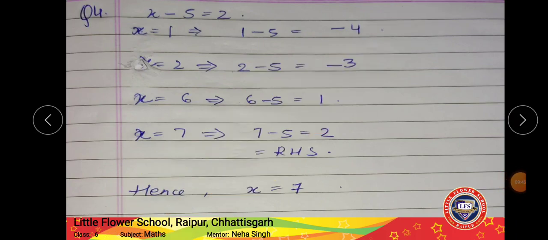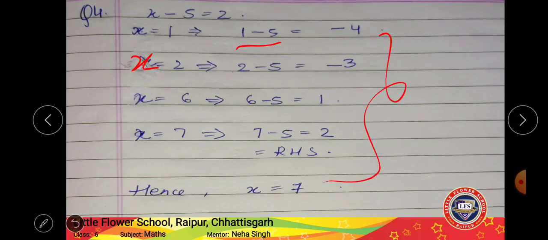Next question, x minus 5 equals 2. Again we'll put the values. See here, x equals 1, 1 minus 5 is minus 4, right? Like this we can put the values and continue checking. Right, 1, 2, see, minus 3 we are getting, and the RHS is positive, which means definitely the value of x is greater than 1 and 2. So 3, 4 we can take, or we can skip 3, 4 and take 5, 6, right? Randomly you need to put the values and find the solution.